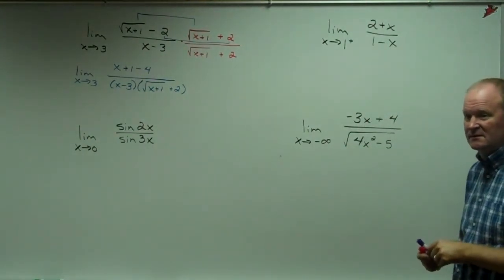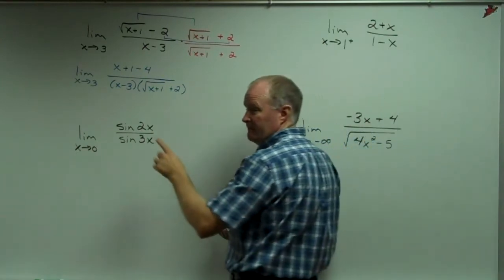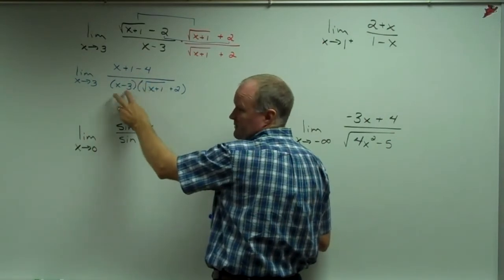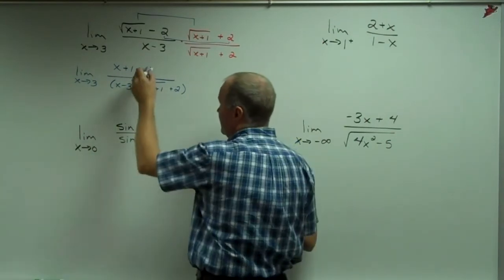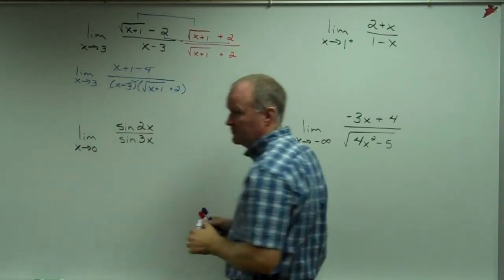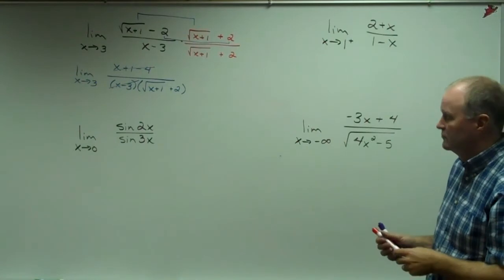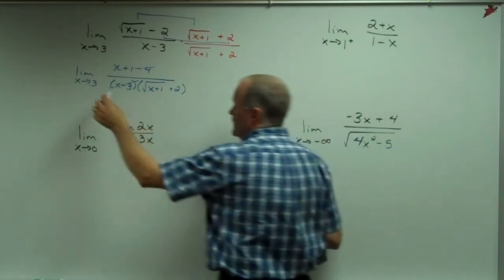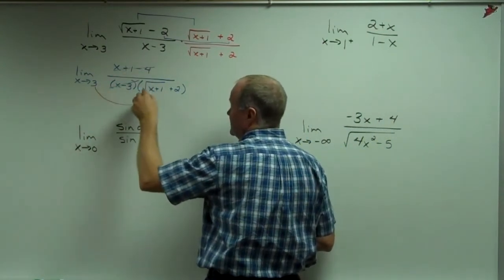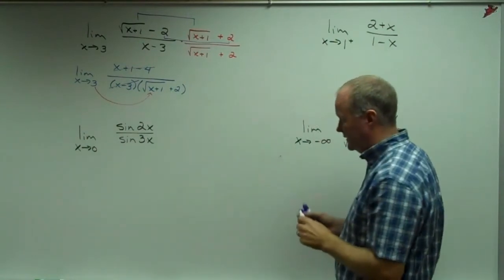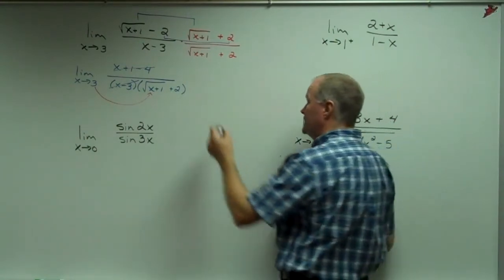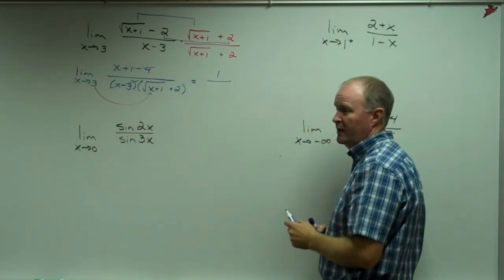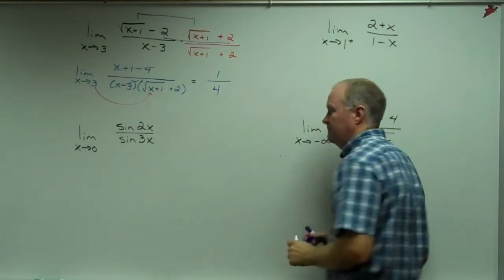Anybody see what happens? What's on top? x minus 3. This is x minus 3, right? Yeah. And that x minus 3 right there, so that whole thing goes away. Now that the problem child's kind of gone, I can plug in the 3, which leaves me with a 1 on the top. Don't forget it's a 1, not a 0. And square root of 4 is? Plus 2 is? 4.